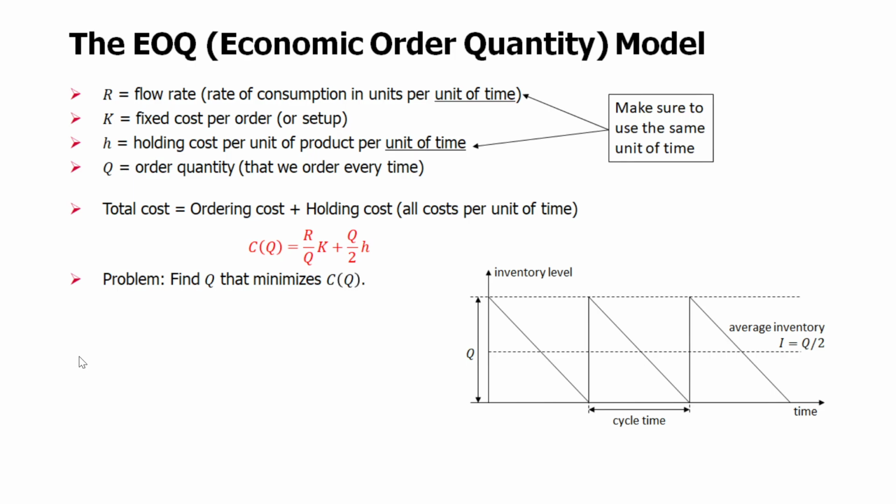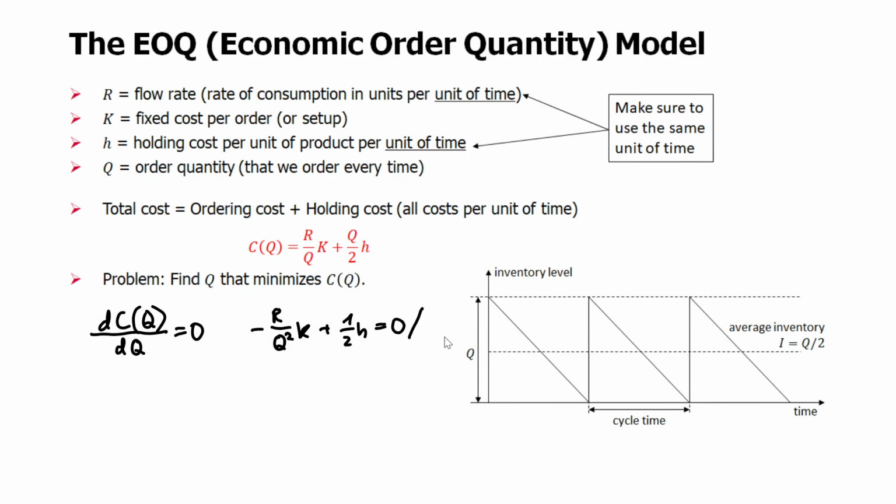Okay, so let us do some calculations. We said the first derivative, dC of Q, of the cost with respect to Q must be equal to 0. This is when optimal Q that minimizes the total cost will be found. So in order to calculate the first derivative, we have to see that this is RK divided by Q. Q, the variable, is in the denominator, so the derivative will be minus R over Q squared times K plus, and the second part is a linear function, so what will be left will be just a constant, half of H. This has to be equal to 0.